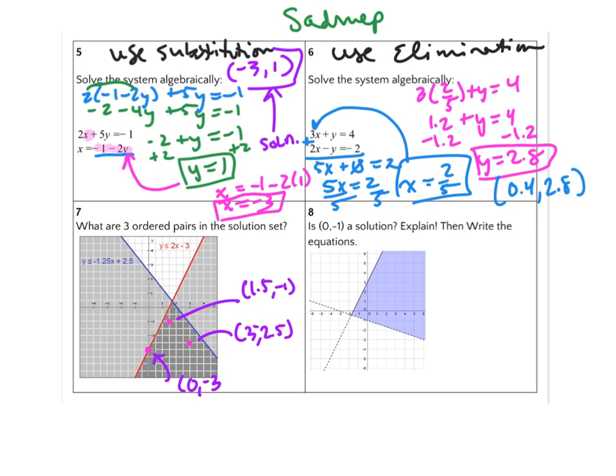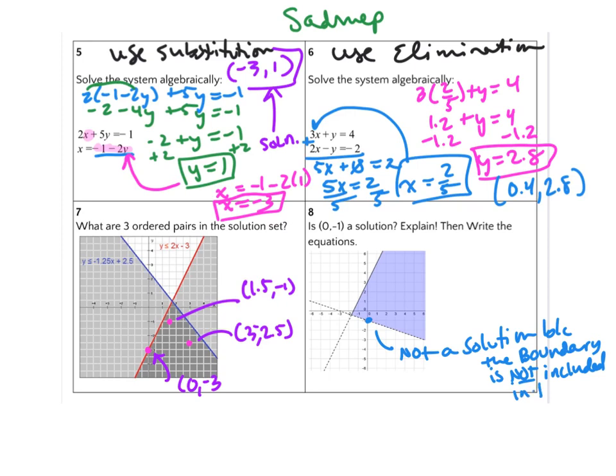Yeah? Okay. The last one here for today, 0, negative 1. No, not a solution, because the boundary line is not included. It's excluded in the solution set.